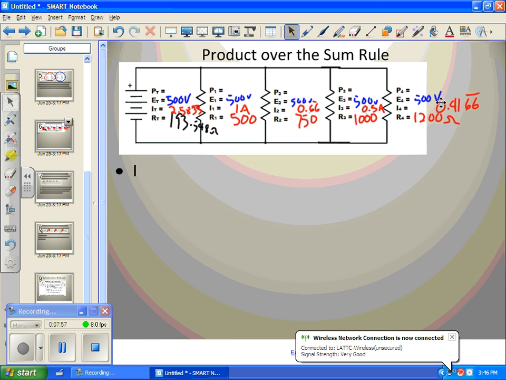Wow. While we're on this, could we get our powers? How would we get our powers? We just multiply I times E. That'll give us our power in each one of the branches. And on our power total, we can multiply our voltage times our current, get our total power. And power is always additive as long as we're talking about true power. Remember, true power and apparent power are not the same thing. Okay.